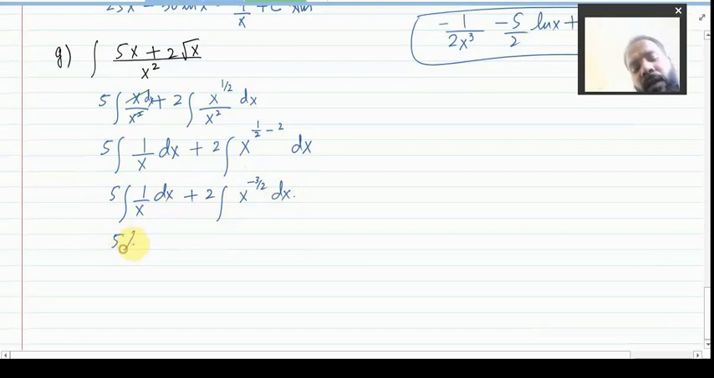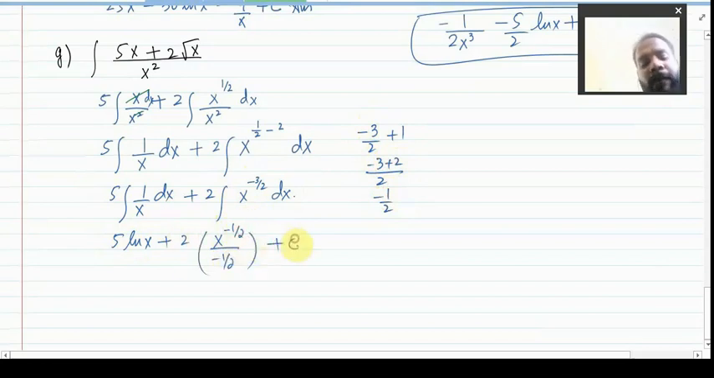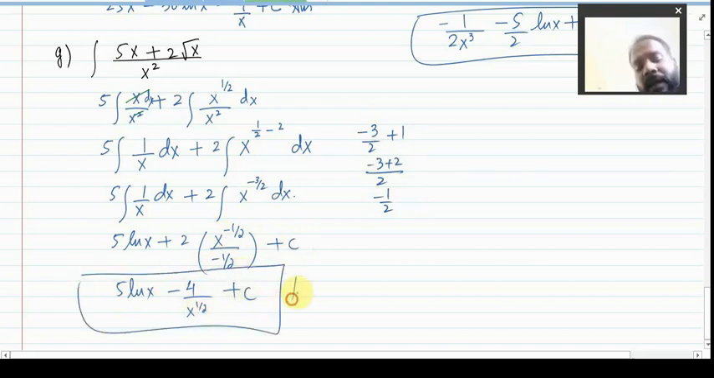Now the function is ready to integrate. The integral of 1 upon x, it's ln x plus 2 x minus 3 upon 2 plus 1. So I will do it separately so I can easily write the answer. So minus 3 upon 2 plus 1 is equals to 2 minus 3 plus 2, it's minus 1 upon 2. So it's x to the power minus 1 upon 2 divided by minus 1 upon 2 plus c. So it will be 5 ln x, 2 2s are 4 with a negative sign, and x power minus 1 upon 2, if we shift in the denominator it changes its sign, plus c, and that is your answer.